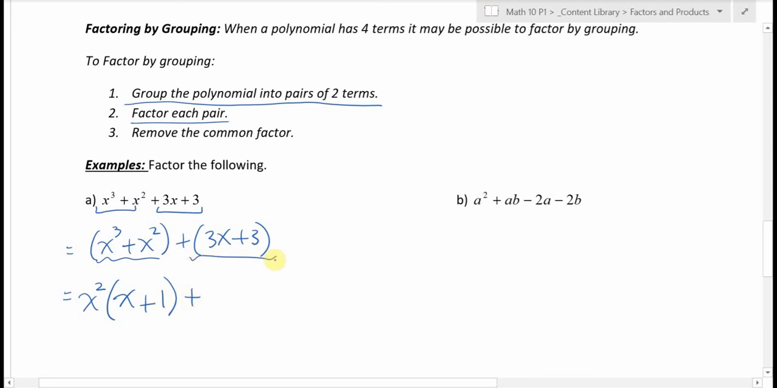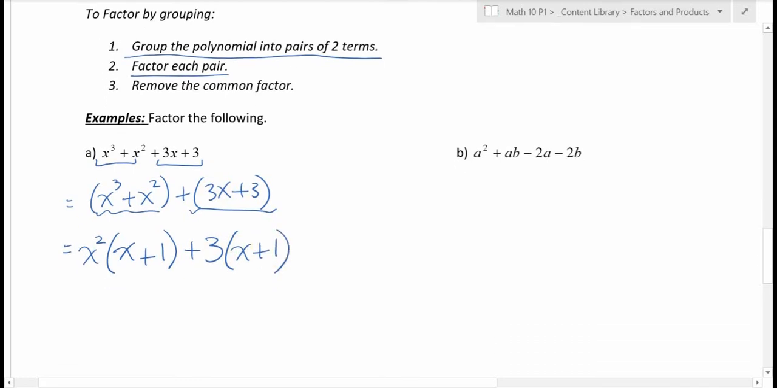Now for the second set of brackets, the greatest common factor there is a 3. And you can divide both these terms by 3. So 3x divided by 3 is an x. 3 divided by 3 is a 1. Okay, so that's the second step. The third step is remove the common factor.